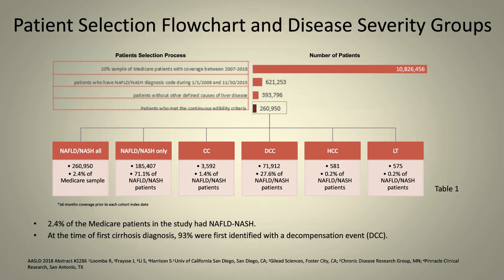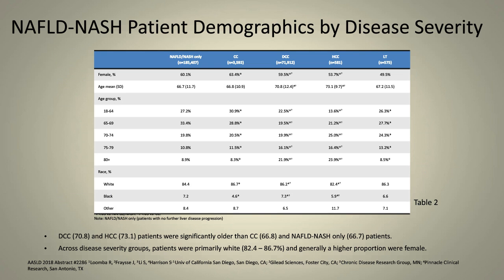So this is a busy slide. I want to summarize it with just 2 points. Decompensated cirrhosis and liver cancer patients were significantly older than cryptogenic cirrhosis and NAFLD and NASH patients, on average about 4 to 5 years older. Across disease severity groups, patients were primarily white, and generally a higher proportion were female. Again, consistent with what we know, that as you ramp up in disease, you tend to have more females, despite the fact that with fatty liver as a whole, males are more common.